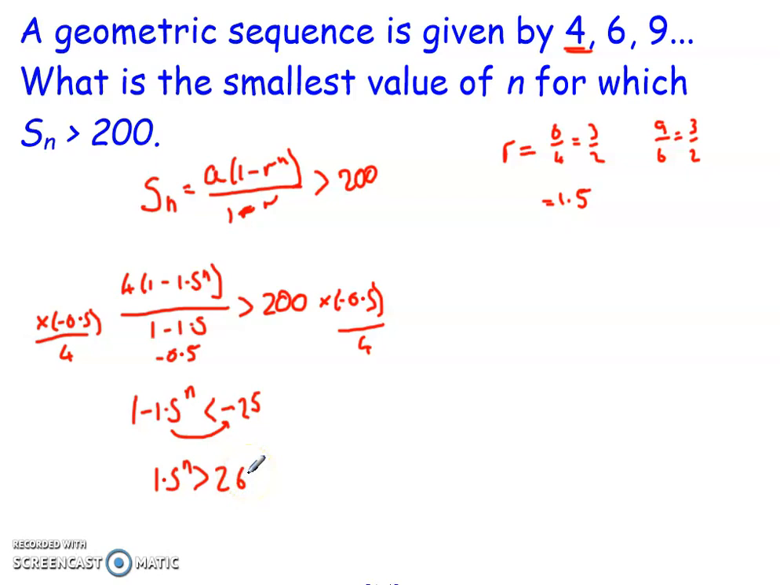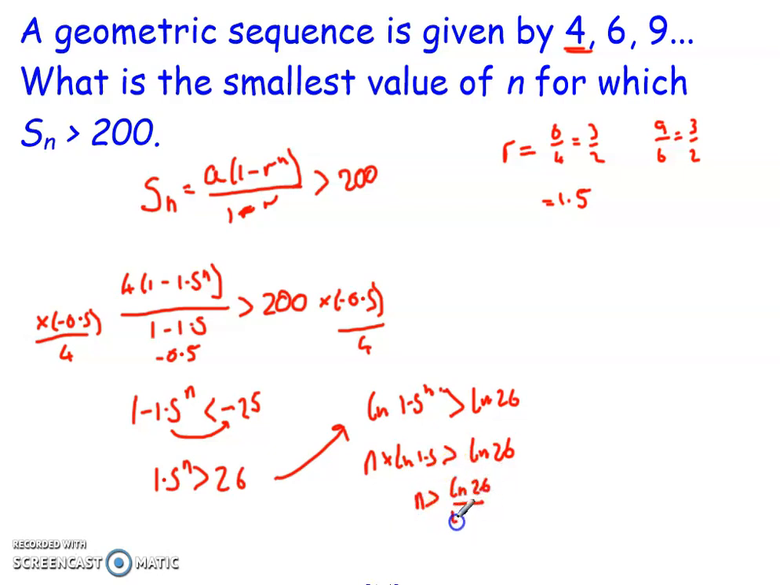Now to solve this, we take logarithms of both sides. So I'd say fine, ln of 1.5 to the power of n has to be bigger than ln of 26. Bring the power down here, and I get n times ln of 1.5 has to be bigger than ln of 26. And then divide through by this. Remember, ln of 1.5 just gives you a numerical value. So you end up getting n has to be bigger than ln of 26 over ln 1.5. And at this point, you can just fire that all into your calculator.